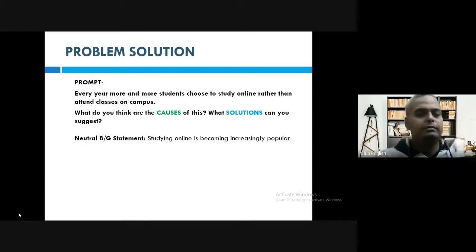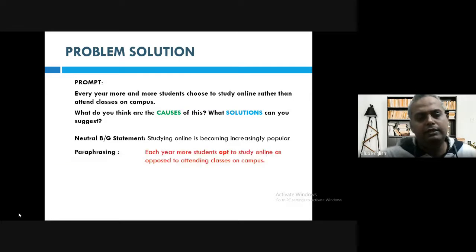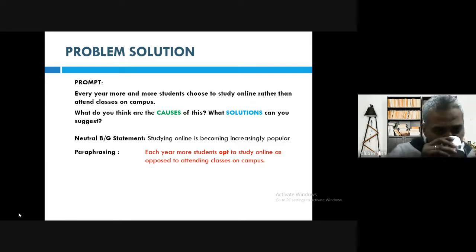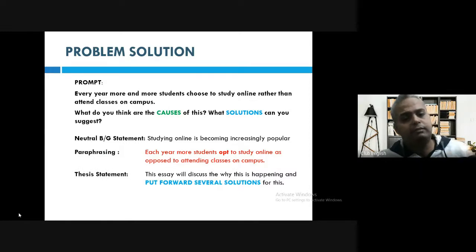Now, here comes the response. The first line, neutral background statement. Studying online is becoming increasingly popular. It's a neutral background statement. And now, rephrasing it, like paraphrasing it, each year, more and more students opt to study online as opposed to attending classes on campus. Can you make out this is the paraphrasing? And further, there is a thesis statement. This essay will further discuss why this is happening and put forward several solutions for this.